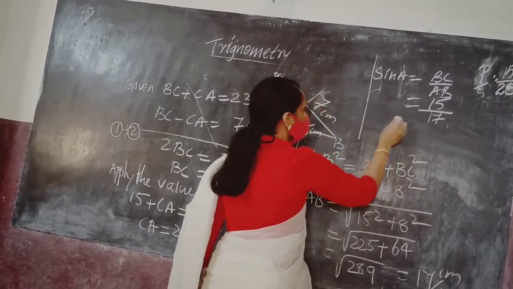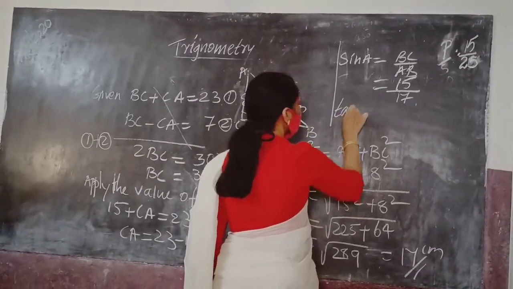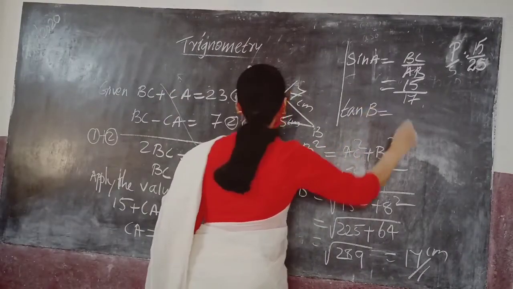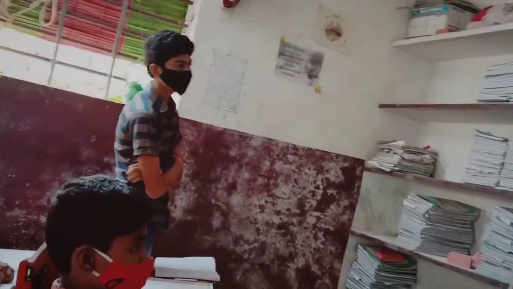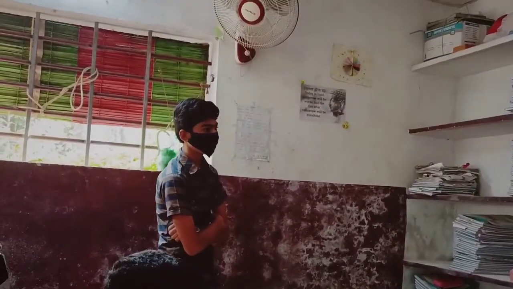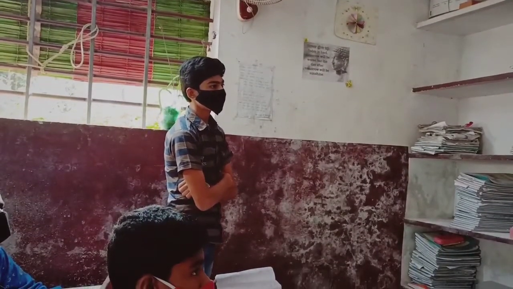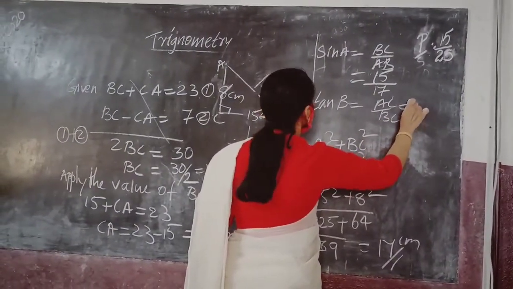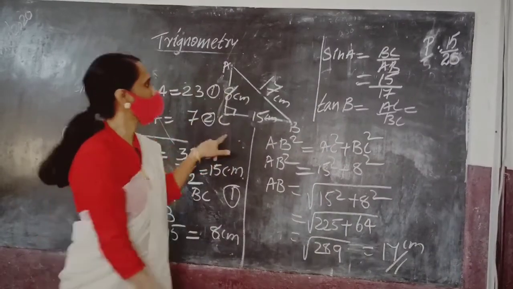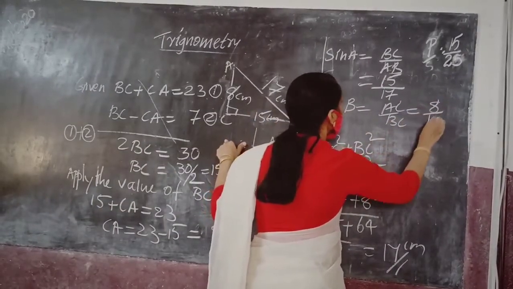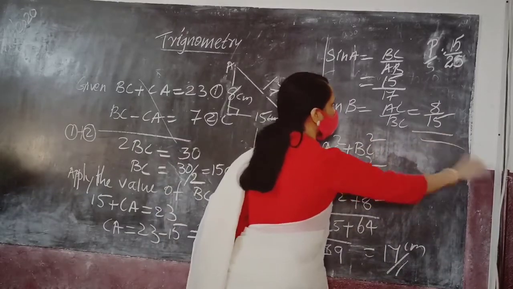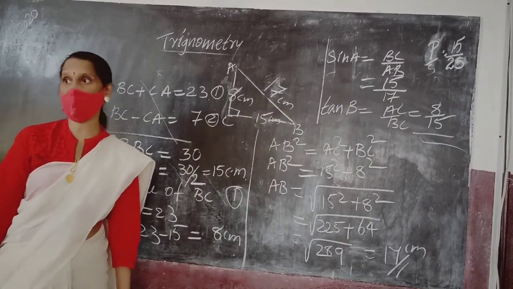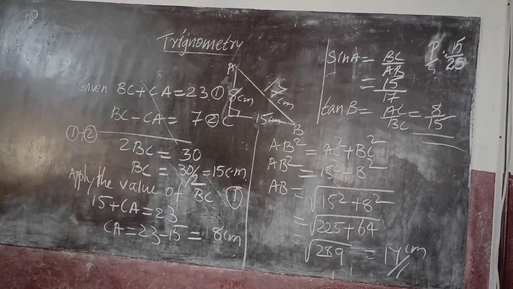And tan B is also asked. Vishnu, say what is tan B? Opposite side by adjacent side. The side opposite to B is AC, and the adjacent side is BC. So AC by BC. What is the answer? 8 by 15. Understood? Got it, all of you? So this way we can find out the ratios. Now, next step.